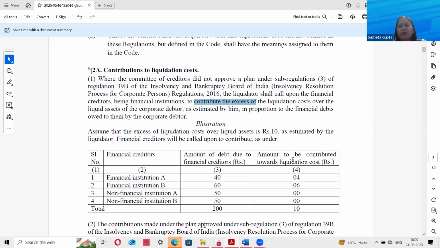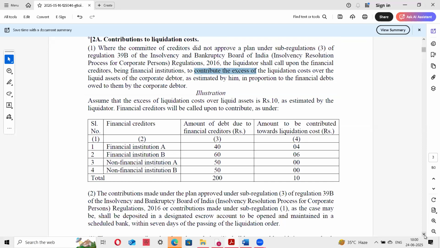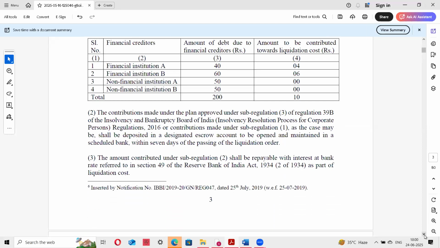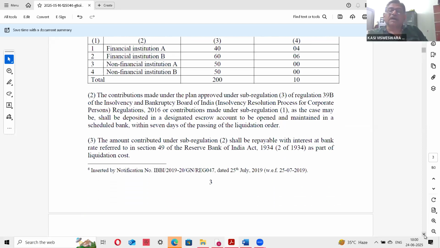Towards the contribution amount, sir. Towards liquidation. It is towards liquidation cost. Falling short of, that includes the entire liquidation fee, entire cost. Something is met from liquid assets, and the remaining is to be contributed by the financial creditors. And whatever is contributed is to be refunded from liquidation cost later with interest at bank rate.